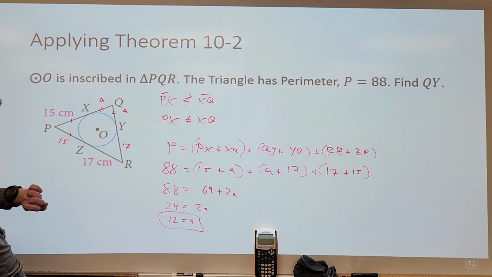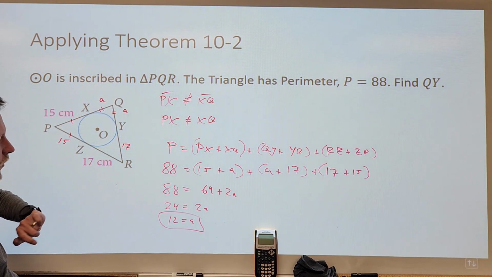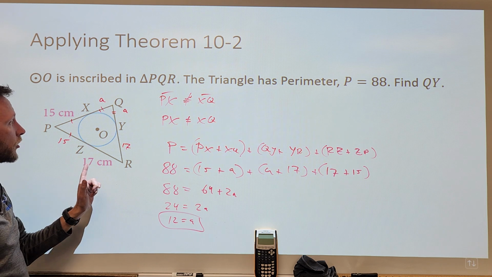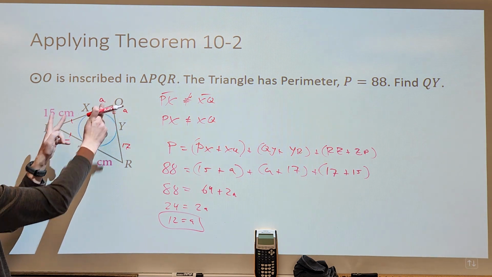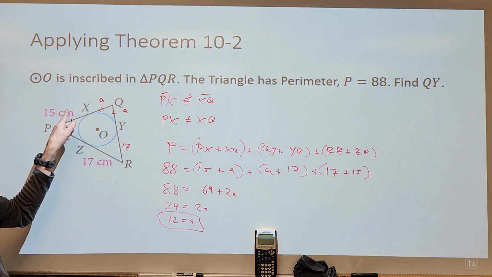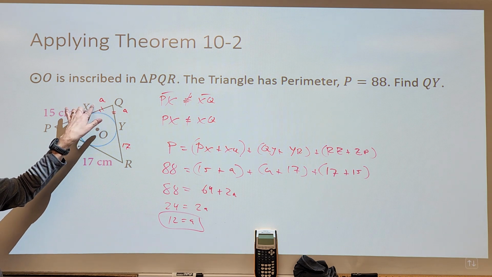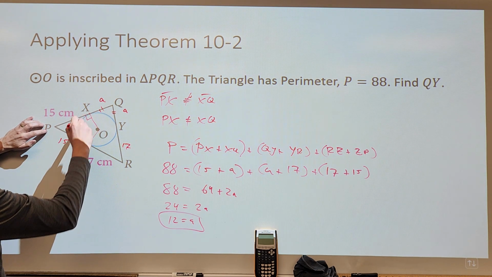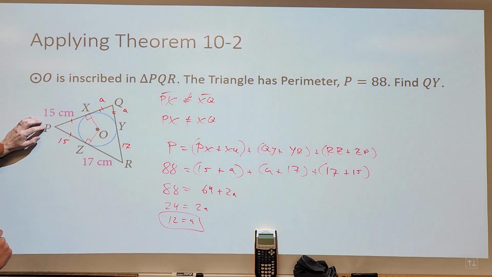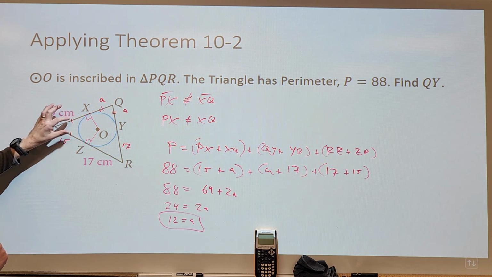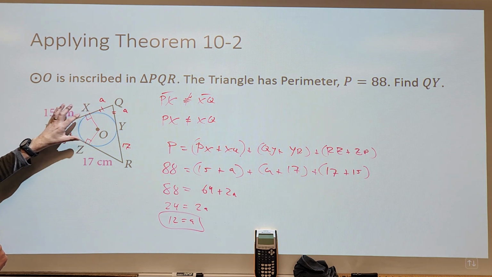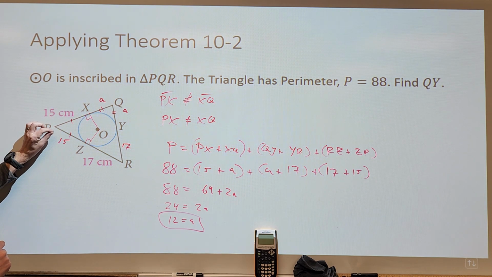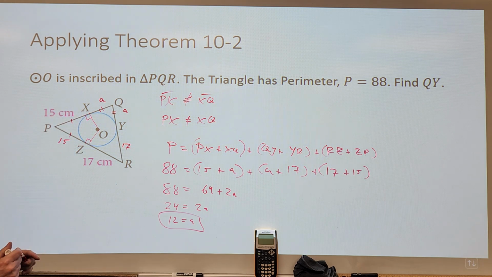So we've got 2 of these 15s, 2 of these 17s, and 2 of these A's. That's important to recognize. It doesn't mean that A is 15. In fact, we just showed that A is not 15. So this part is not equal to that part. Rather, these two pieces are equal to each other, because they are segments that are meeting at a point outside of the circle. They are tangent to the circle, and therefore they are congruent to each other.